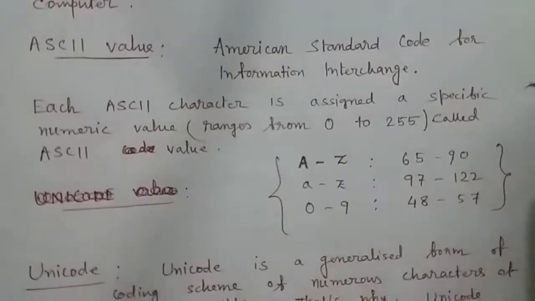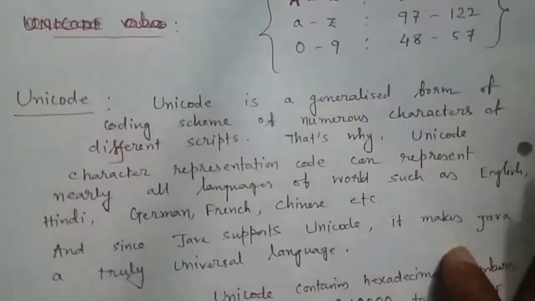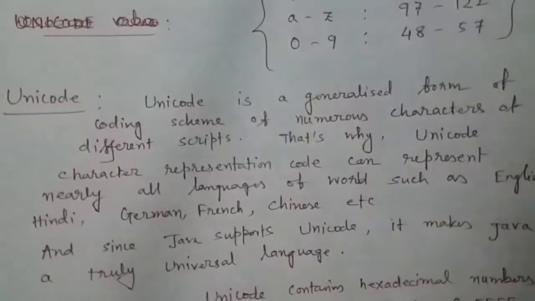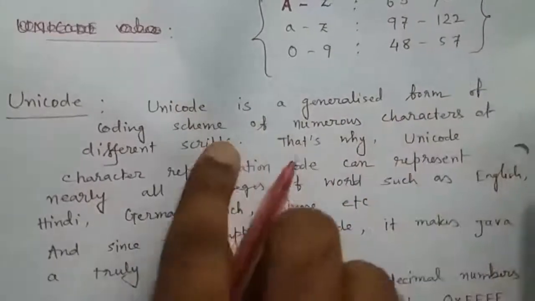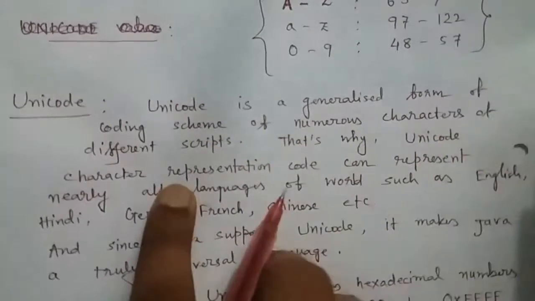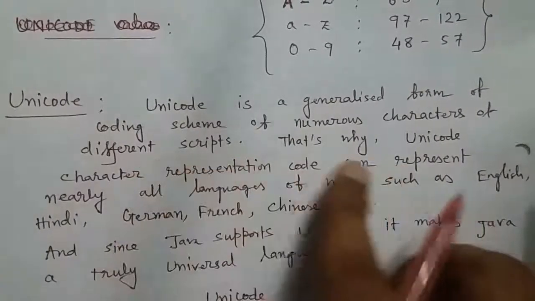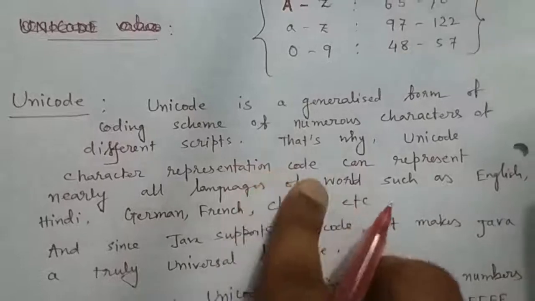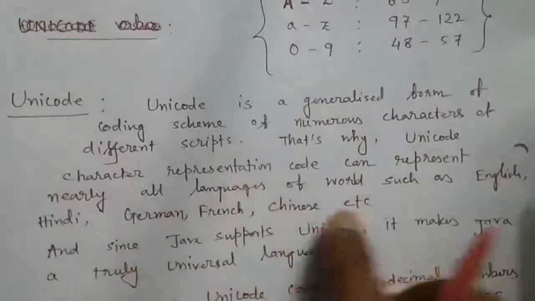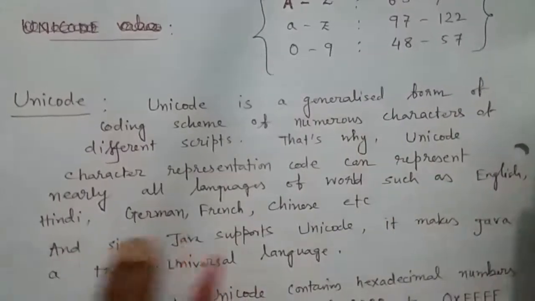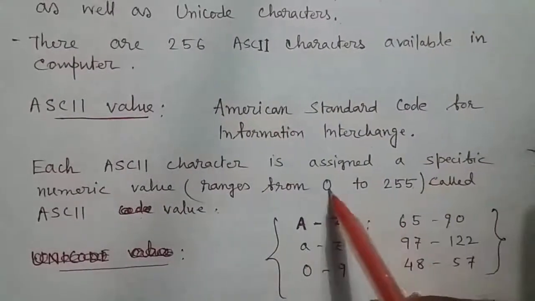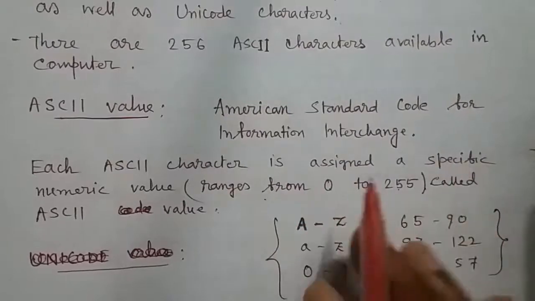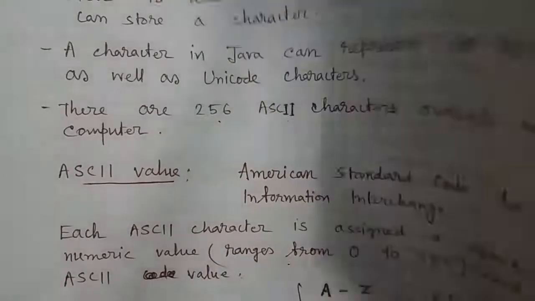So now, what is Unicode? Unicode is actually a more improved coding system. Unicode is a generalized coding scheme for numerous characters of different scripts. That's why Unicode character representation code can represent nearly all languages of the world, such as English, Hindi, German, French, Chinese, etc. ASCII had a limitation: 0 to 255 ASCII values, that means a total of 256 characters, and these are limited.